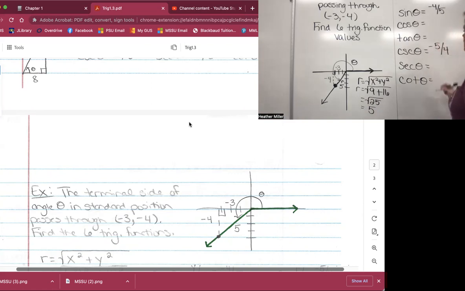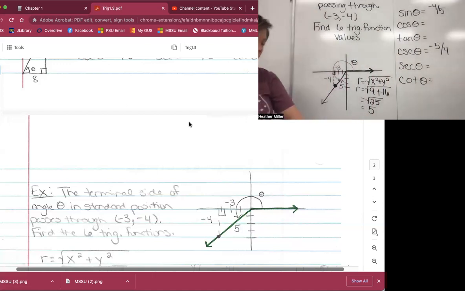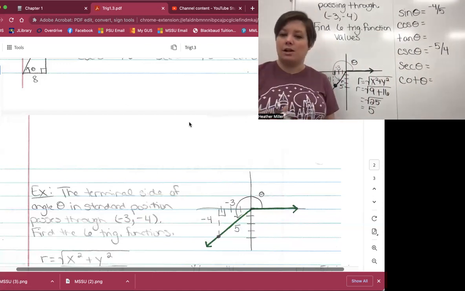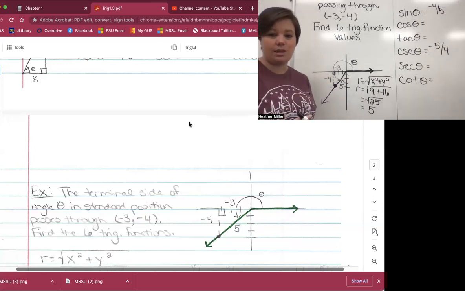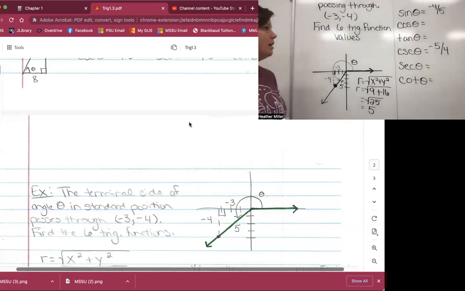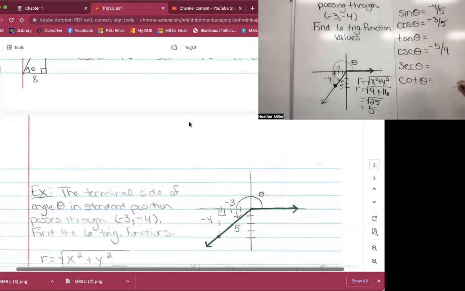-5 over 4. Yes, I did write the negative out front or connected to the top value. That's just standard procedure for algebra, that we don't generally leave the negative in the denominator if the top is positive. So in general, you can just write that negative out front if you would like. Cosine then is x over r. That's -3/5. And then cosine correlates to secant. So I'm going to flip that to -5/3.